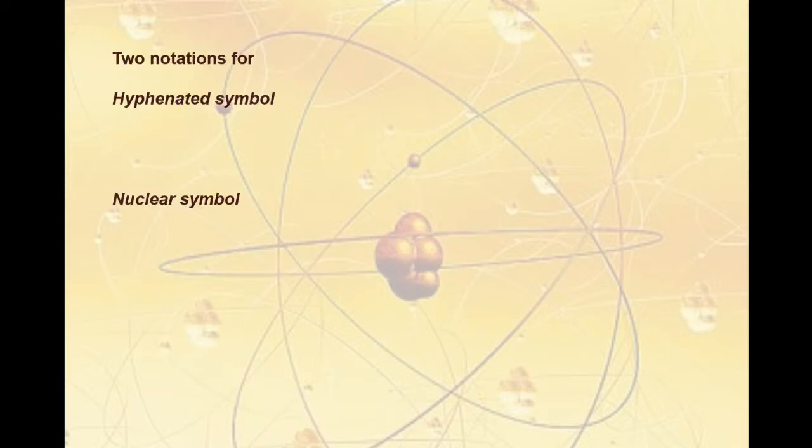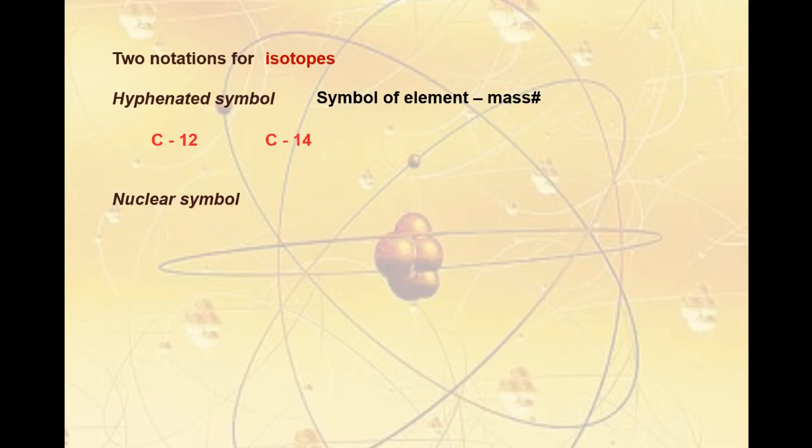There are 2 notations for isotopes. One is called a hyphenated symbol, and then we also have a nuclear symbol. Let's take a look at the hyphenated symbol first. In the hyphenated symbol, you're going to write the symbol of the element, hyphen, and its mass number. So if we take a look at the 2 carbon isotopes, the hyphenated symbol for those would look like this: carbon-12.